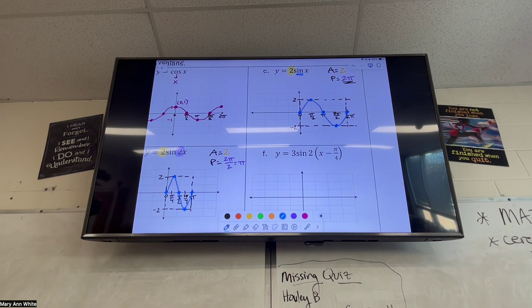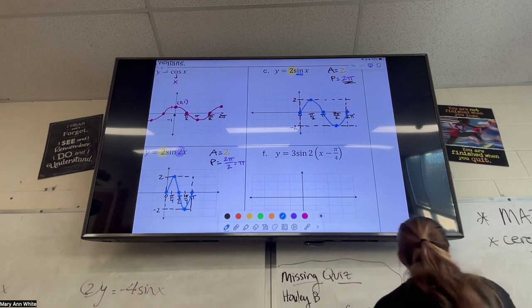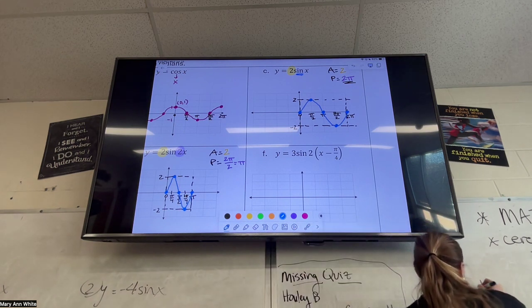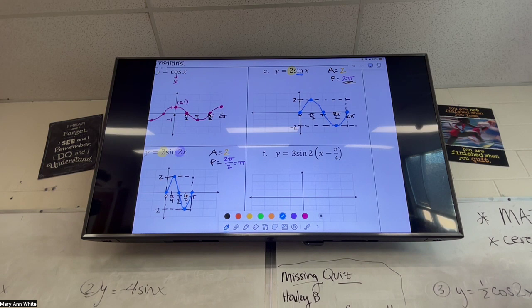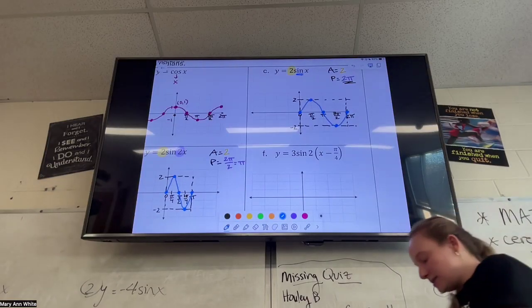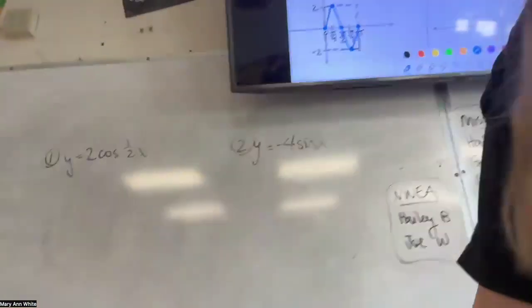y equals 2 cosine 1/2 x. Y equals -4 sine x. Y equals 1/2 cos 2x. Y equals 2/3 sine 3x. I just made these up. So these are just kind of random problems that I was like, these are hard enough, similar to what we were doing, that we can practice them.